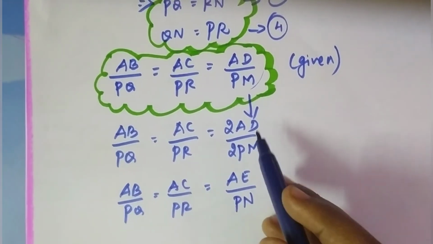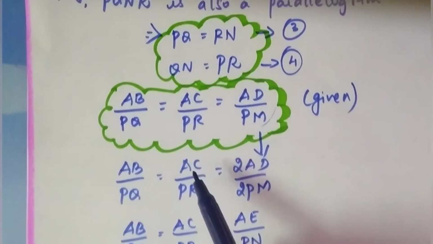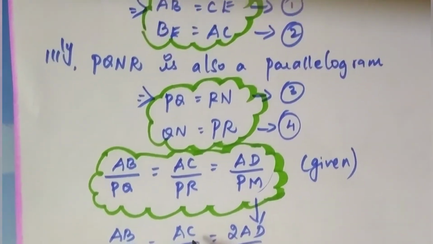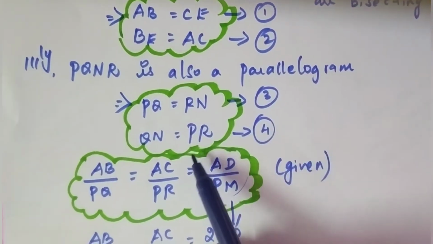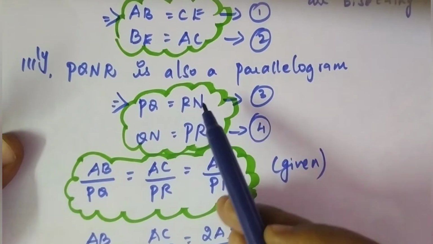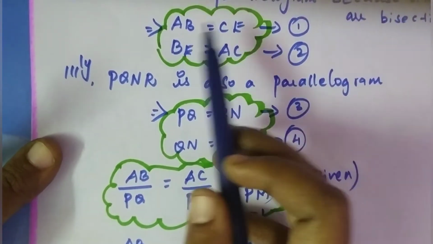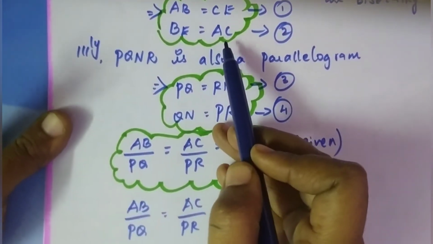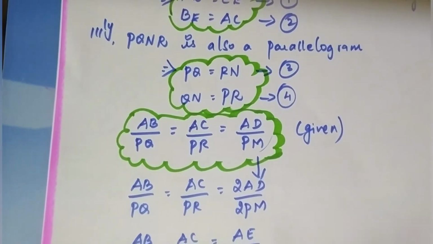Clear? I have changed this one. And one more thing I am going to change. Instead of AC and PR, instead of AC I can substitute BE and instead of PR I can substitute QN. We can change this one also. Similarly we can prove. This one I am going to take to prove. Okay, so in the next, I have changed this one first.